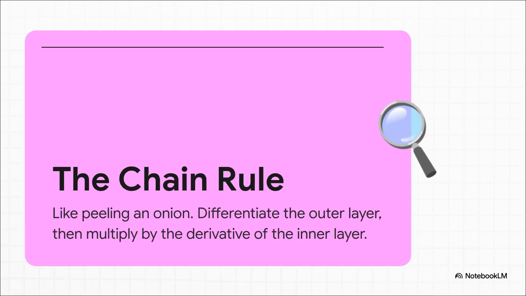And now, for the big one, the chain rule. I know this can seem a little tricky at first, but honestly, the best way to think about it is like peeling an onion. You've got these functions nested inside each other, right? The rule is simple. You deal with the outer layer first, then you move to the layer inside that, multiplying as you go. It's all about working from the outside in.